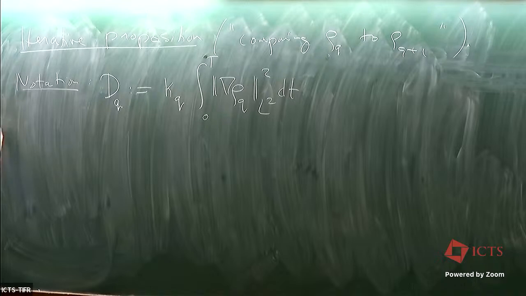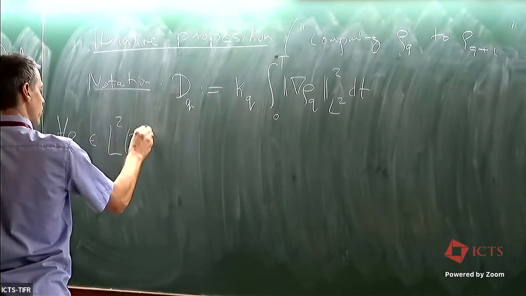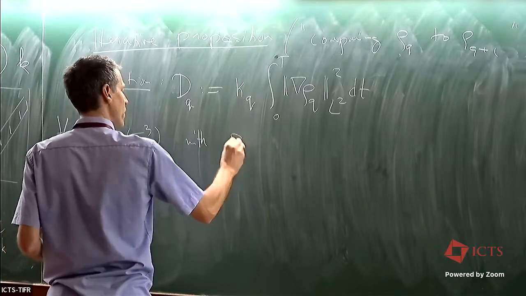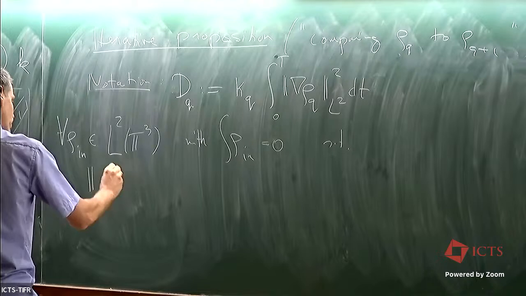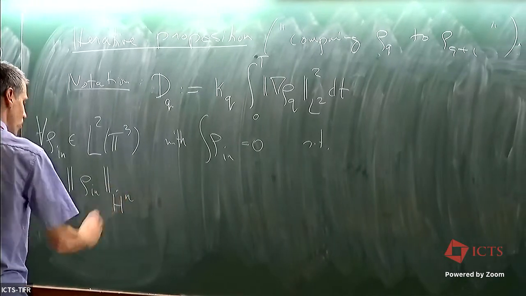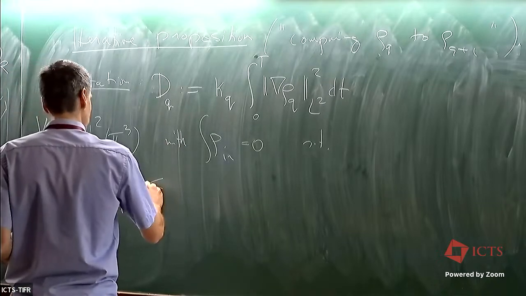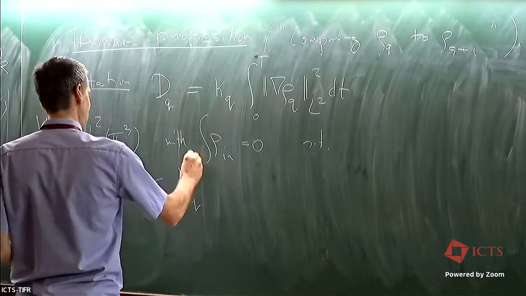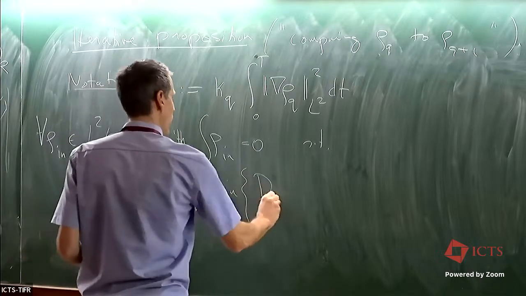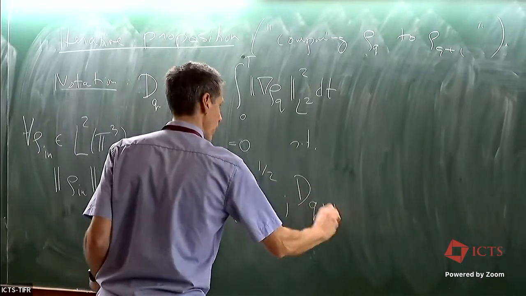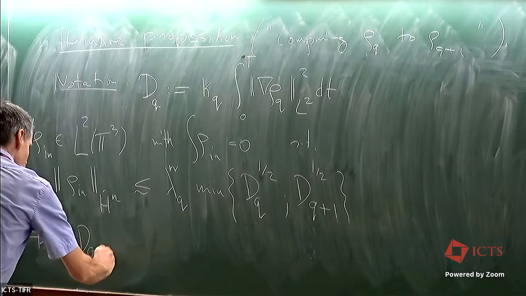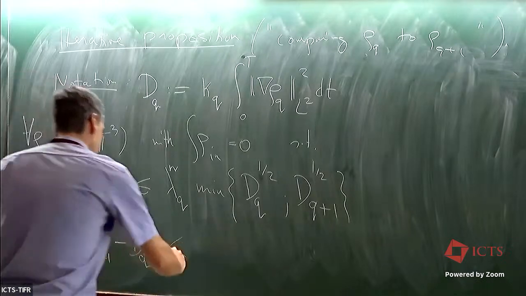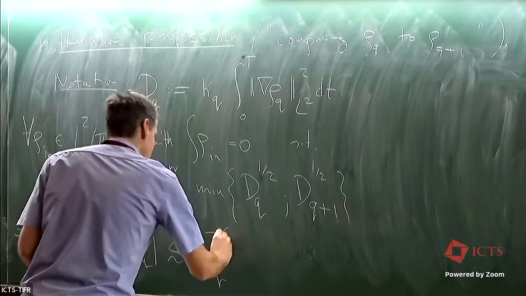And so then the statement is that for all initial data which is L2 with average 0, and such that the homogeneous H^n norm of the initial data is bounded by some fixed constant times lambda_q to the n times the minimum of the square roots of the dissipations of q and q plus 1, then, these are almost the same, d_{q+1} minus d_q is bounded again by some constant, lambda_q to the minus gamma, times d_q.